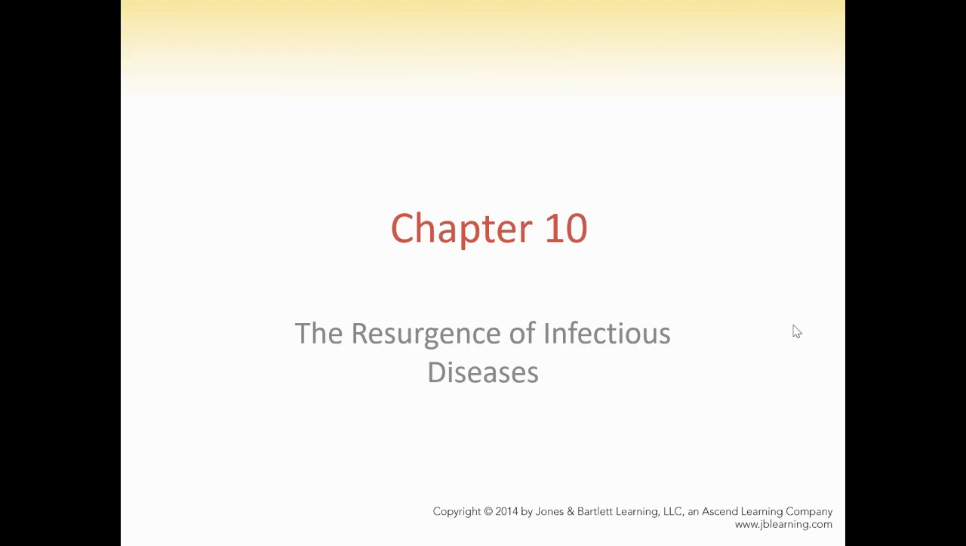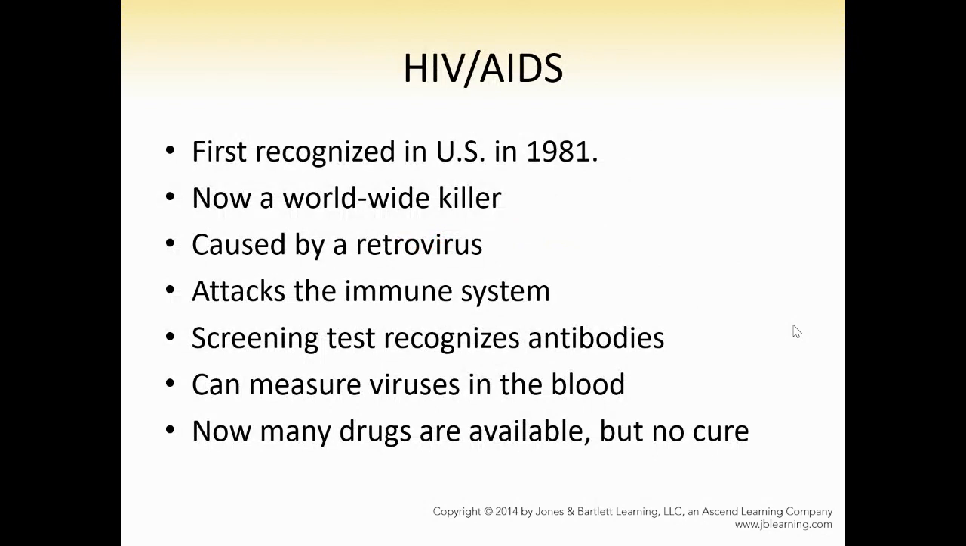We're moving on now to Chapter 10, which is the resurgence of infectious diseases. HIV/AIDS was first recognized in the US in 1981. It is now considered a worldwide killer. It is caused by a retrovirus and attacks the immune system.